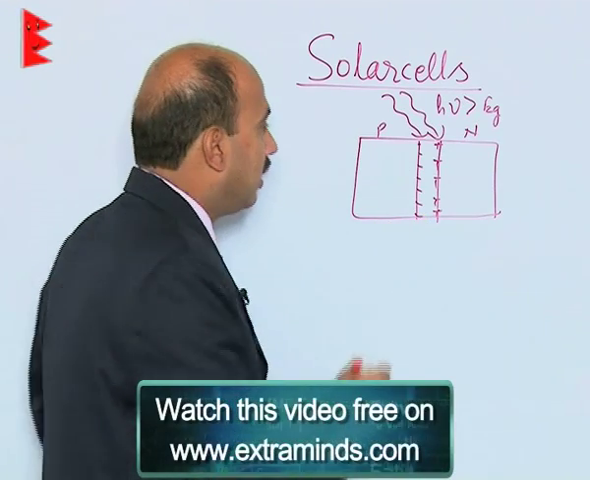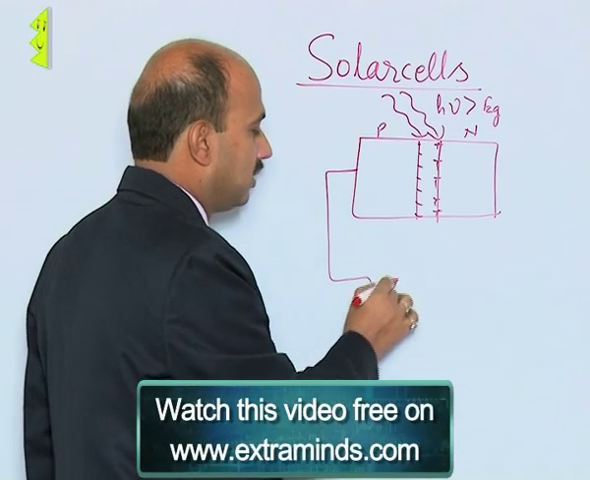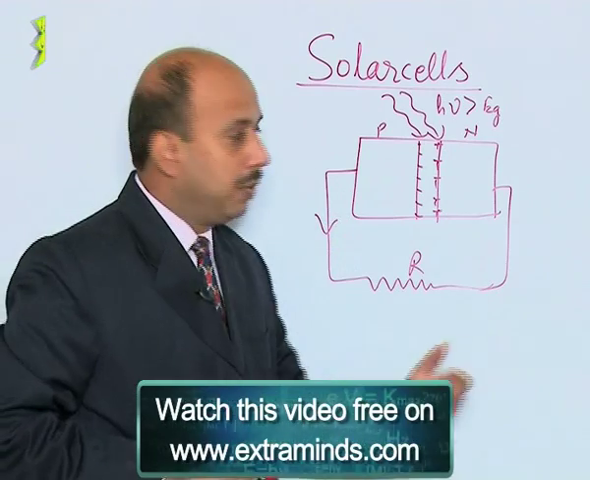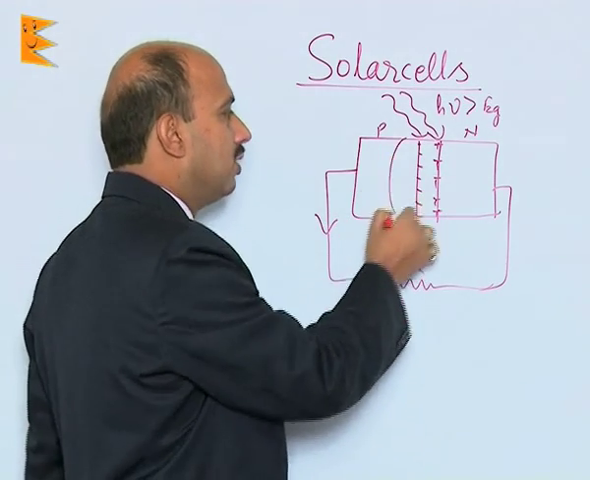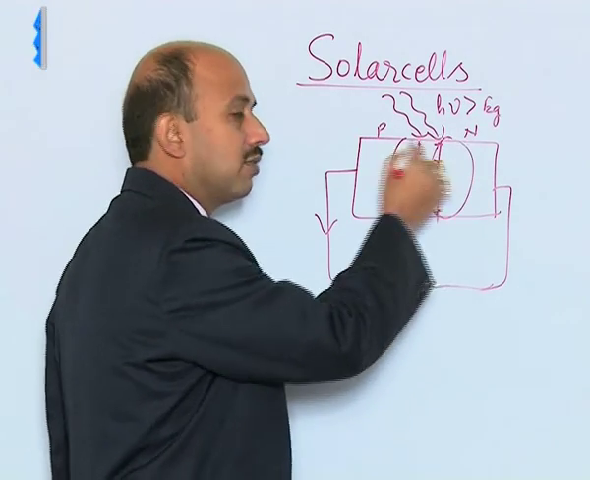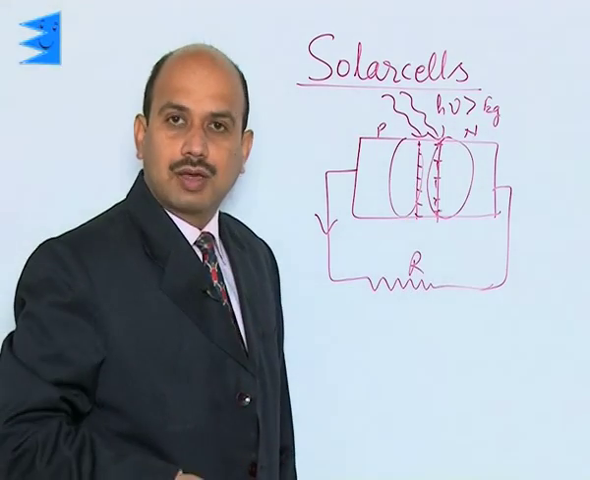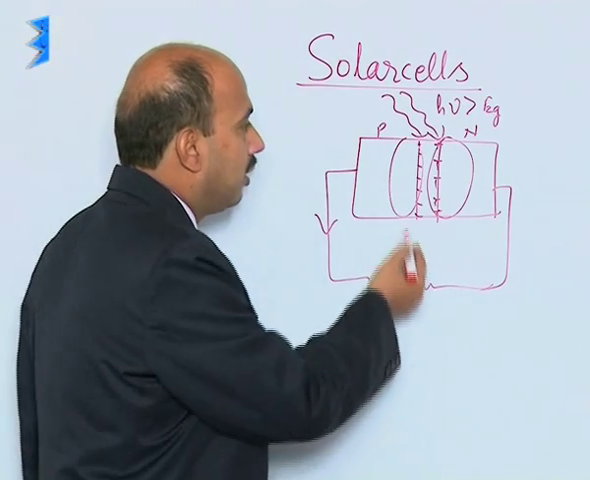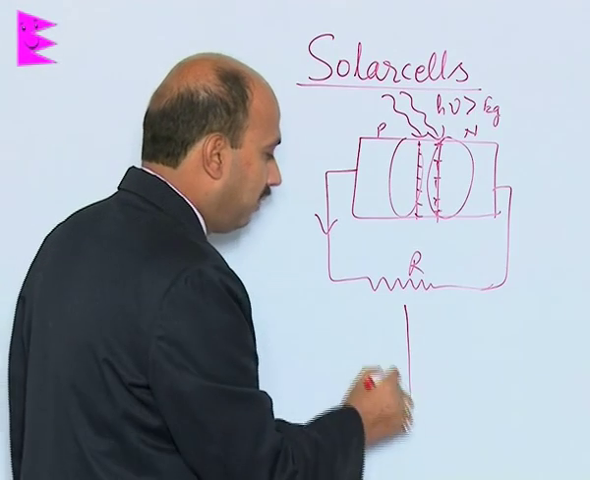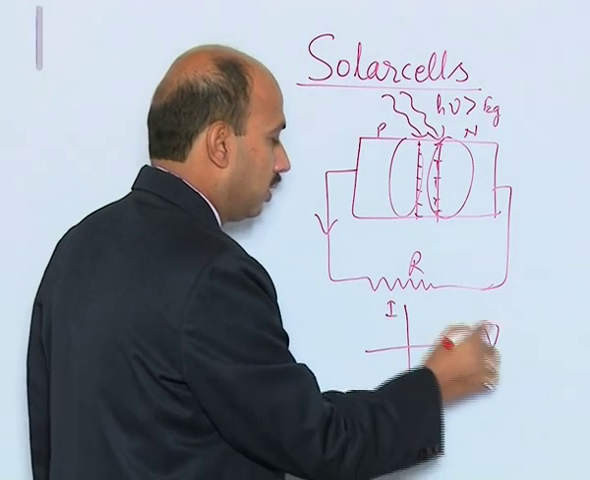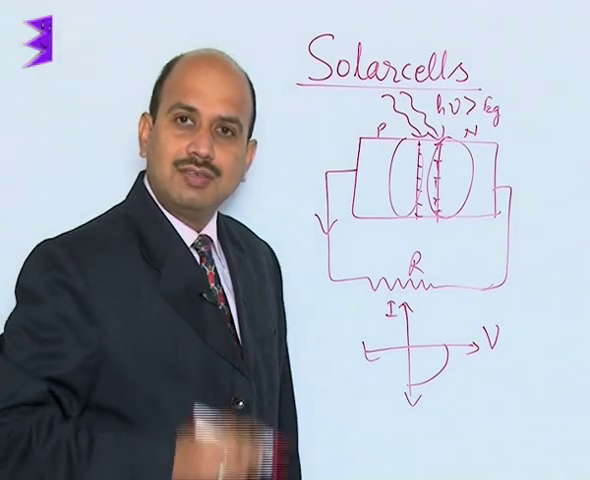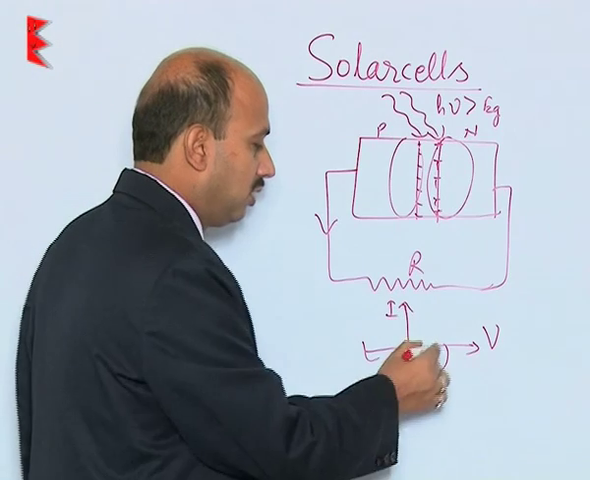When you connect this solar cell with a load with a resistance R, then the current flows like this, because due to collection of the holes at this region, P becomes positive and this one becomes negative. So, it supplies the current. In this case it is a source of current, and its IV characteristics can be drawn in this manner. It supplies the current, so the VI characteristics is in the fourth quadrant.